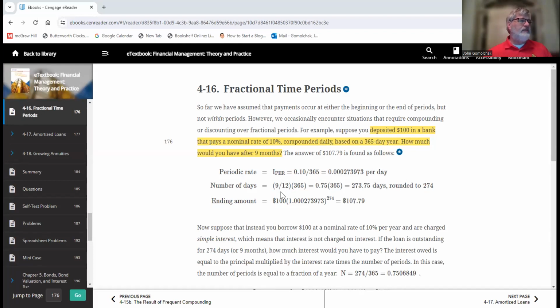Number of days, so they're going to do 9/12 of 365-day year. So the 0.75 of 365-day year, 273.75 days. They're rounding to 274. So multiply the $100 times 1 point, and here's your daily rate, and then it's up to the 274th power because of the fact that we're compounding. Okay, so that's not just this times 274. So that's a higher number. So that's 107.79.